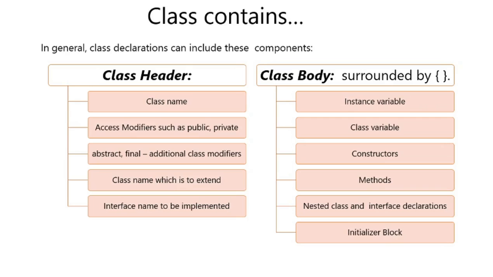Instance variable, the data members or attributes which belong to each object. Class variable, these are static data members which belong to the class. Constructors, these are special members or member functions which are used for object creation. Methods, these are the member functions of the class.